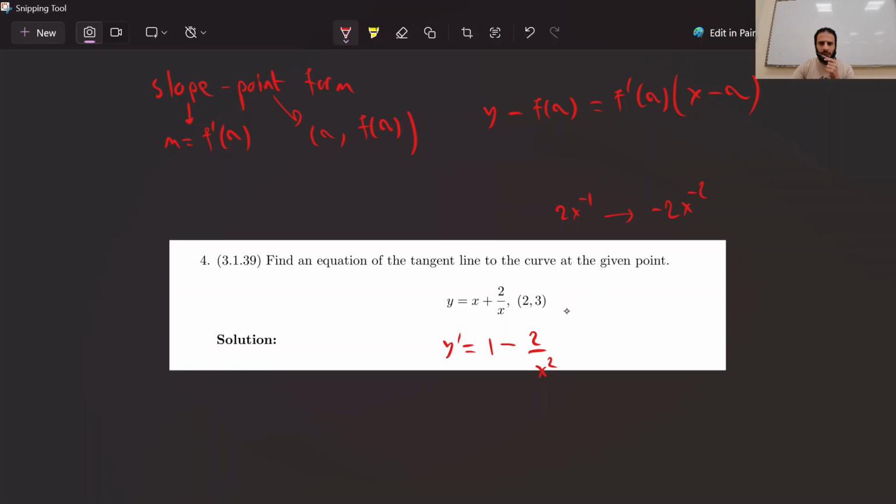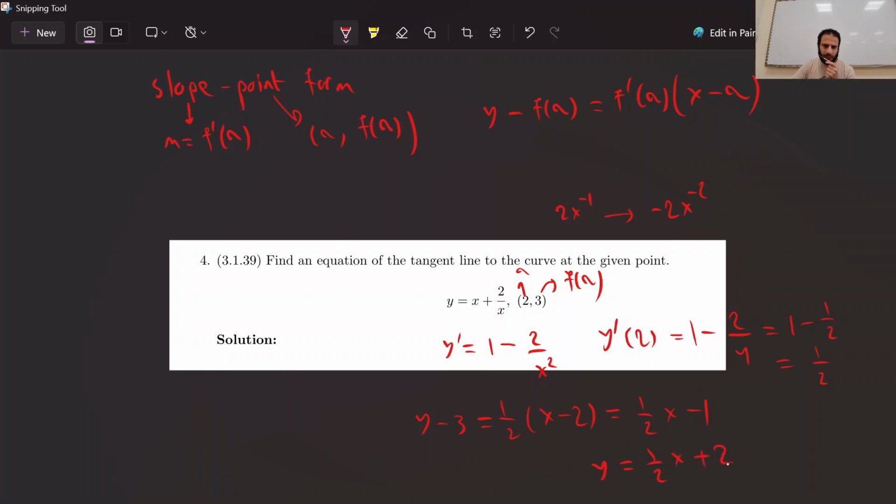Now to find the slope, y prime at 2, substitute x equals 2. You get 1 minus 2 over 4, 1 minus half, equals half, right? We have the value of a, which is 2, the value of 3, which is f of a. So the equation of the tangent is y minus 3 equals half times x minus 2, right? You can simplify if you want. This is half x minus 1. Then add 3 to both sides. You have y equals half x plus 2. Good?